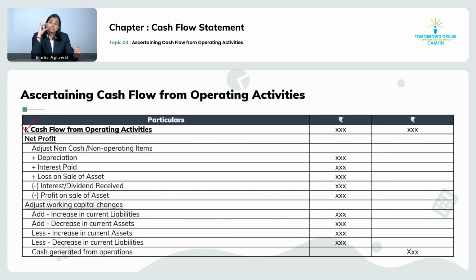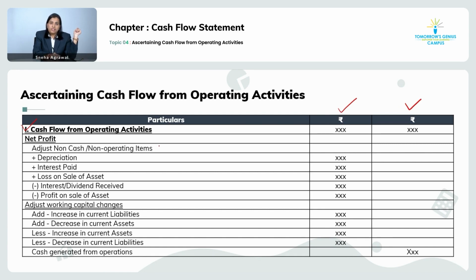Since it's a statement, understand that when we prepare the statement of profit and loss or the statement of balance sheet, do we see any debit or credit side? The answer is no. In the same way, cash flow is a statement. So why would we have a debit and credit column? There are only two columns: one is amount, the other one is amount.